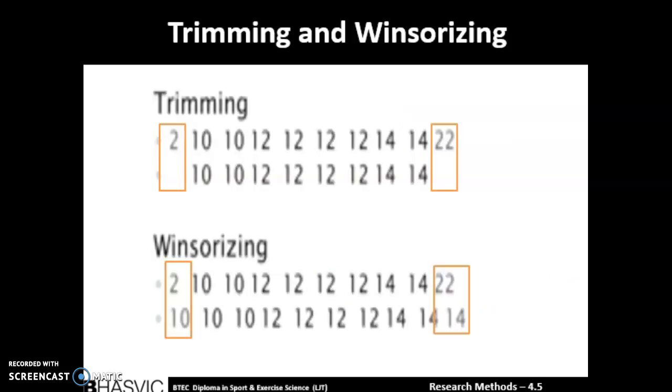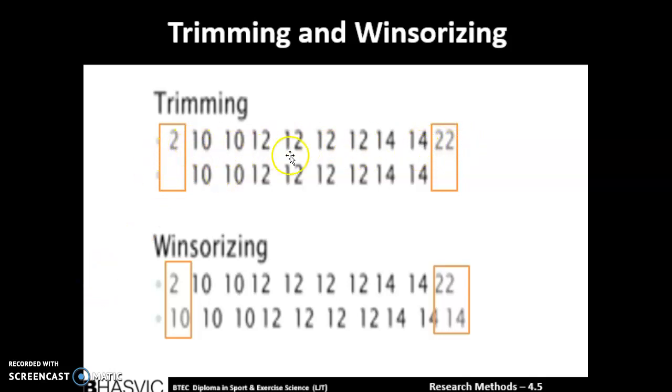So trimming and Winsorizing are the two ways that you would do this. So trimming. This is the action of actually removing both of the values, say on this diagram, for example, both of the values that are considered anomalies. So 2 is considerably lower than 10 and 22 is considerably higher than 14.